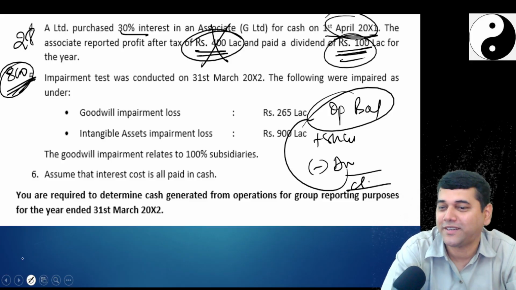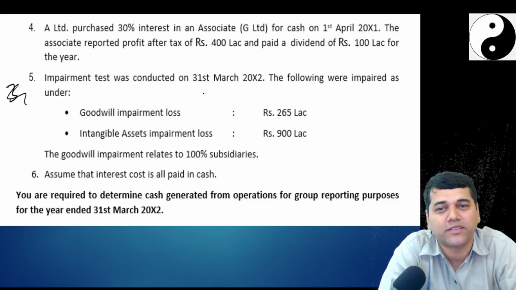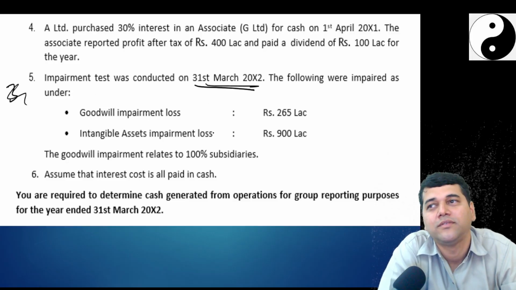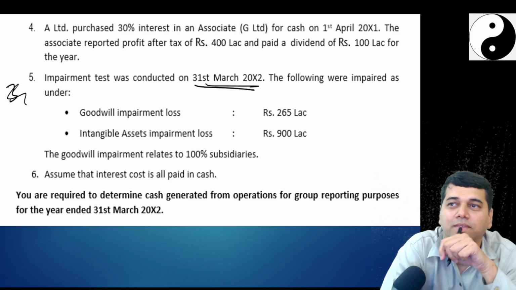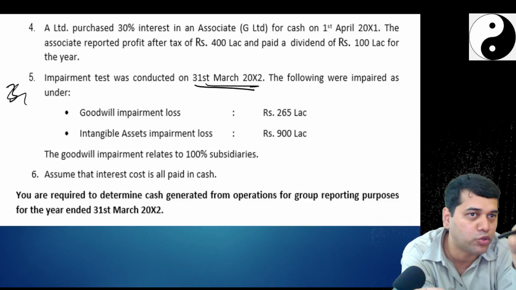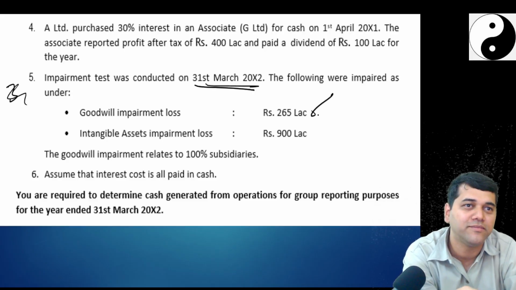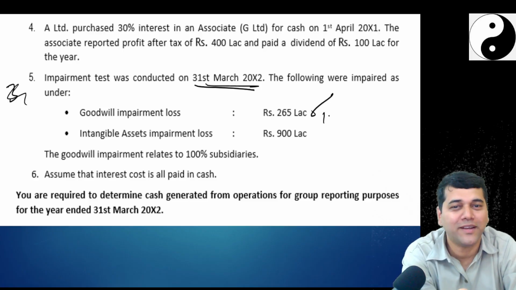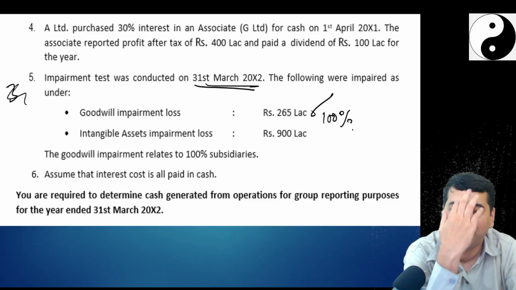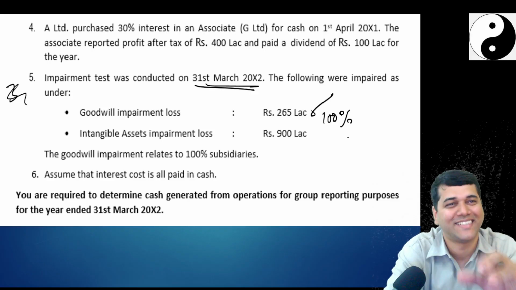The impairment test also was conducted. Very good. L3 level means this is called L3. Impairment test was conducted on 31st March for whom? Associate or subsidiary? Subsidiary, because associate's goodwill is subsumed in that investment value. You don't separately show it. Now, the following impairment loss of goodwill is 265. Is there any share to NCI? No. Why? They acquired 100%. Otherwise, I would have had to break my head over what is applicable. Anyhow, just for fun, I told.